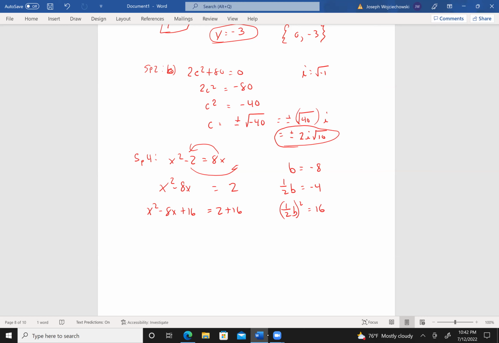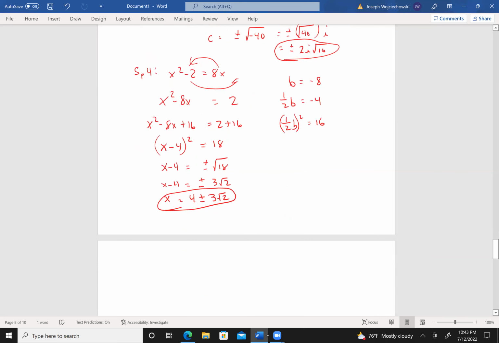Now, the purpose of this is this magically becomes x plus 1/2 b squared, and this becomes 18. Then we use the square root property, x minus 4 equals plus or minus the square root of 18. Now we can factor that or reduce that to 3 times the square root of 2. Then we add 4. So we have x equals 4 plus or minus 3 times the square root of 2. And that would be our solution.